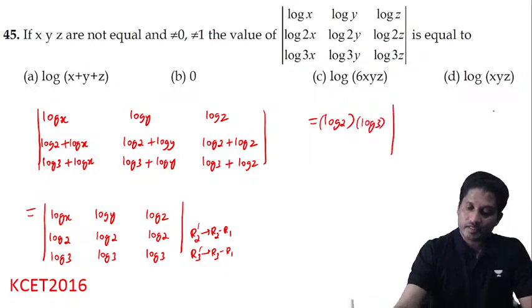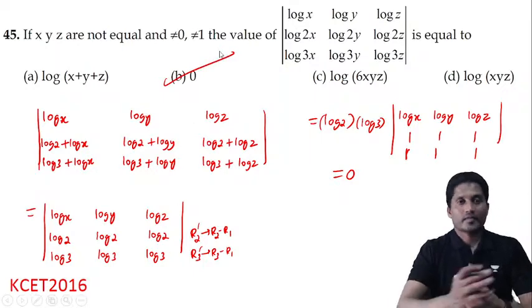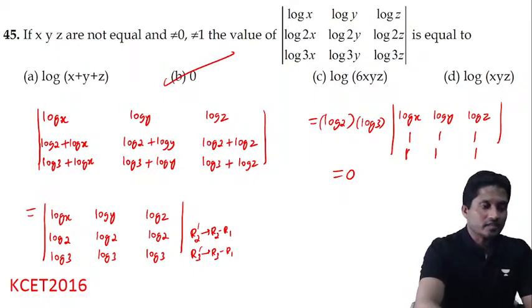So if I take them out, you get the determinant: first row is log x, log y, log z. Second row is 1, 1, 1. Third row is 1, 1, 1. Two rows are identical, so the answer is 0. Answer is B. Let's move to the next question.